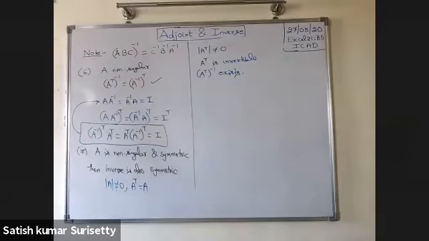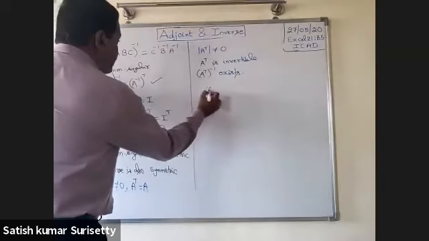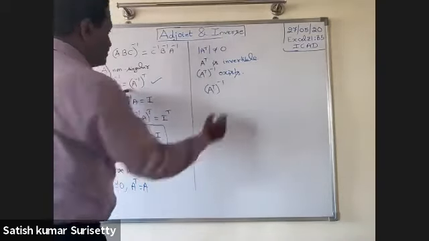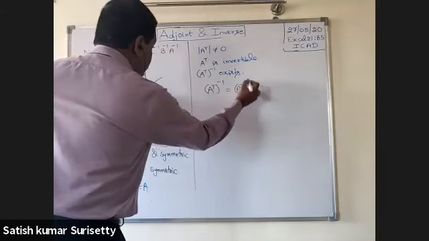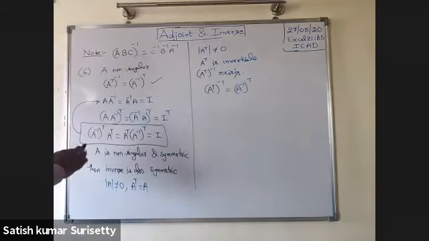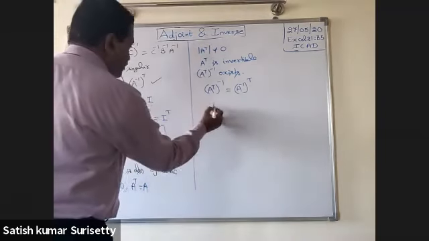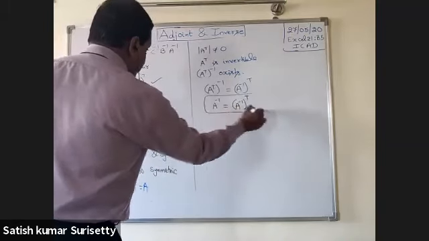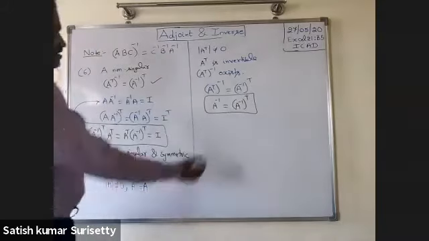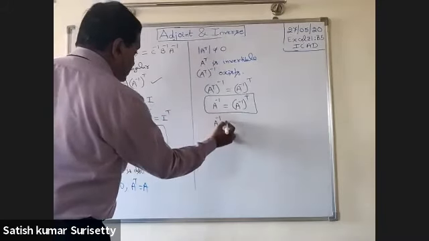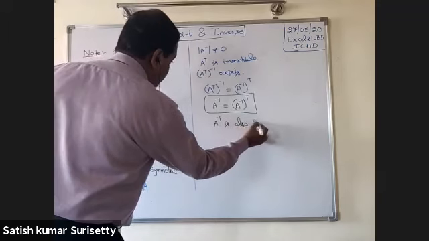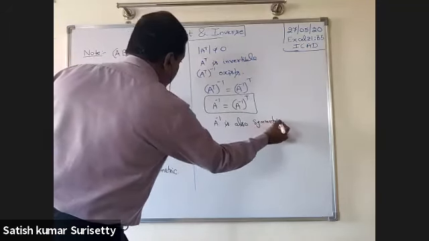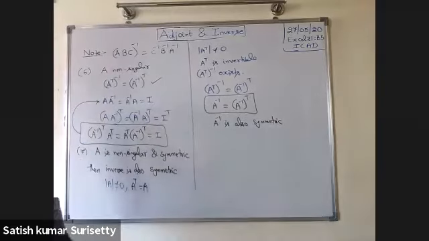Now observe from the previous property, A transpose whole inverse equal to, we have proved, A inverse whole transpose. Since A is symmetric, A transpose equal to A. So that means A inverse equal to A inverse whole transpose. So from this, you can conclude that A inverse is also symmetric, because the transpose of A inverse is itself.